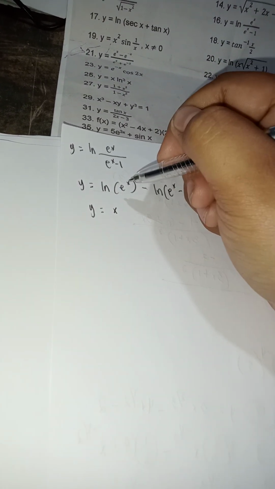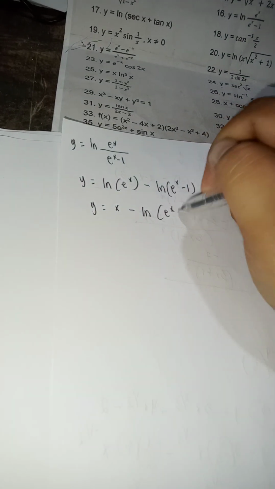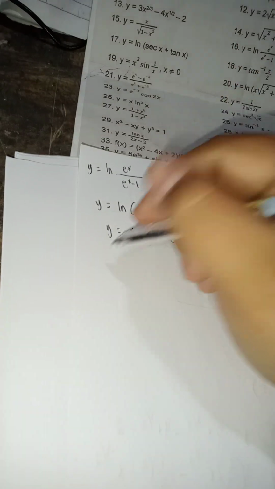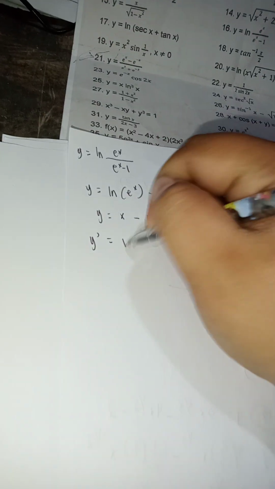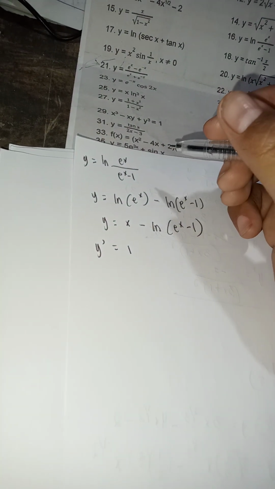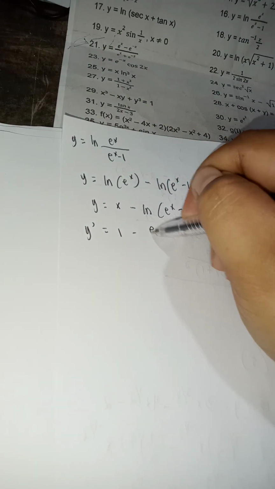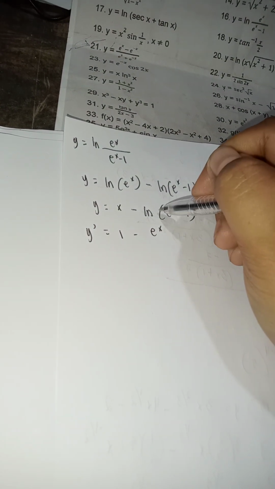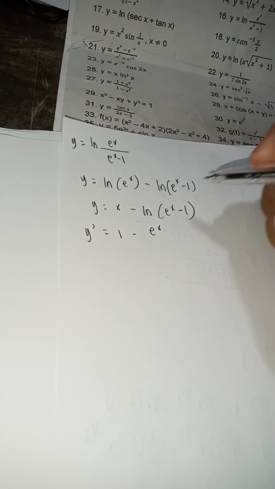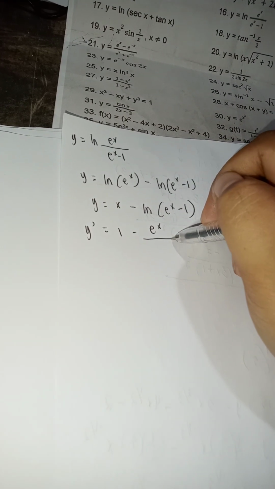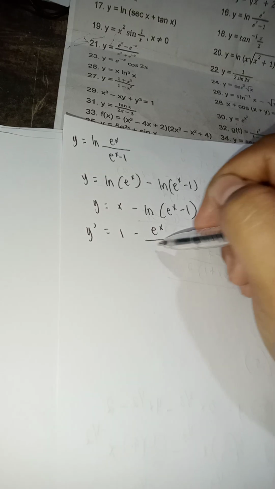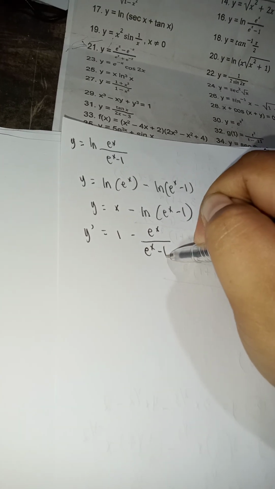Okay, so we are going to differentiate it. So we have here the y prime: the derivative of ln e to the x is 1, and for the second term, 1 minus e to the x. Since the derivative of ln u is u prime over u, it is e to the x over e to the x minus 1.